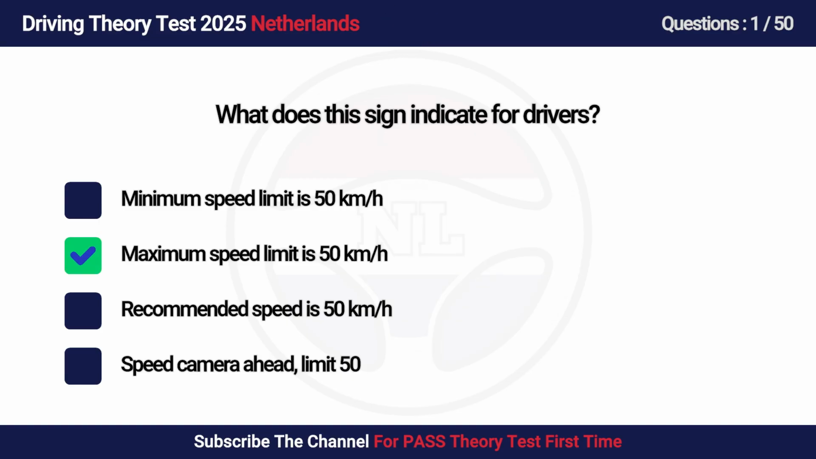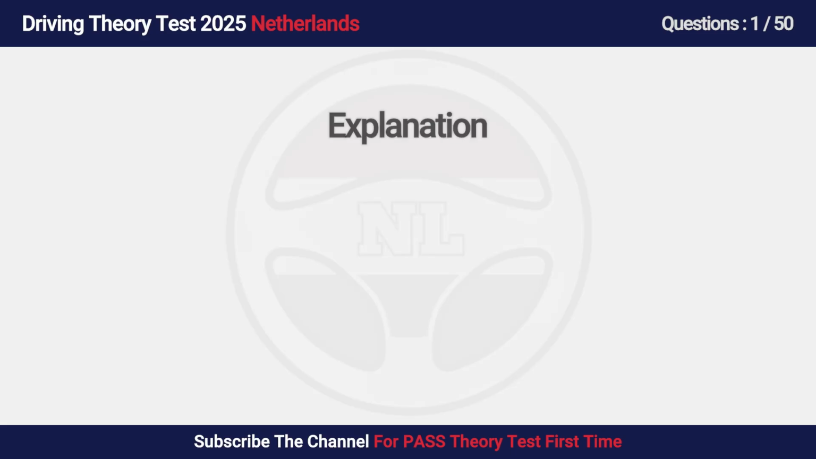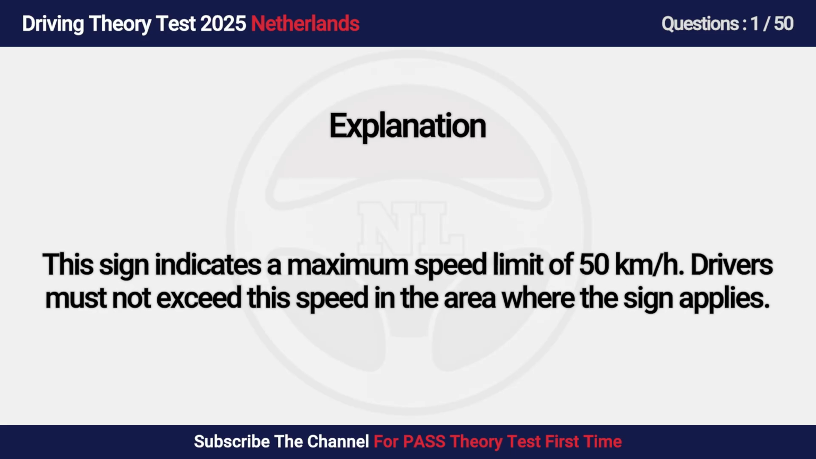Answer is B. Maximum speed limit is 50. This sign indicates a maximum speed limit of 50. Drivers must not exceed this speed in the area where the sign applies.